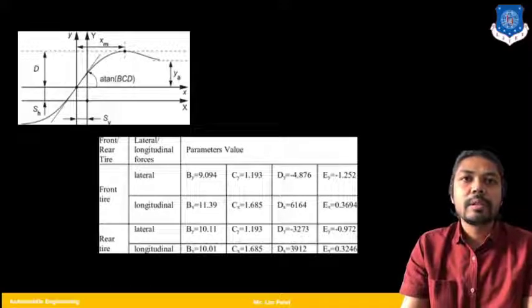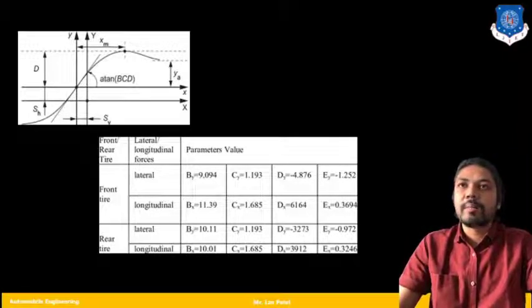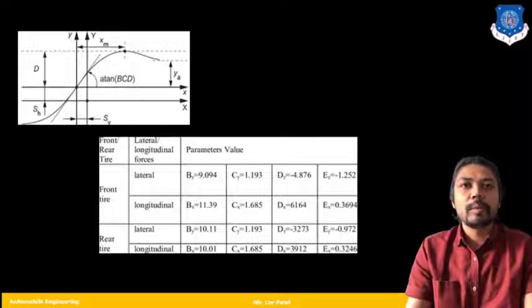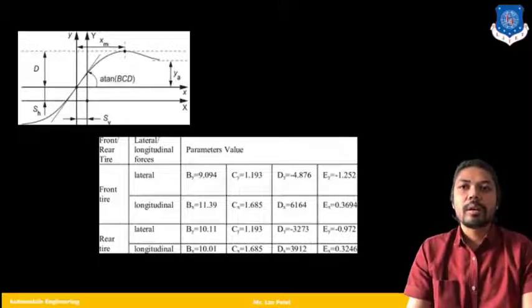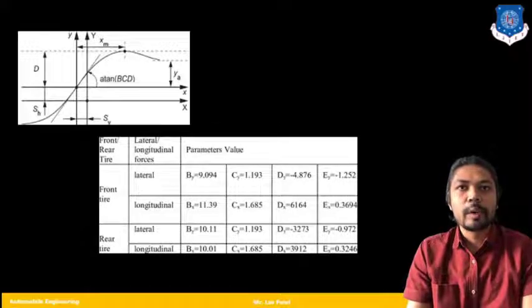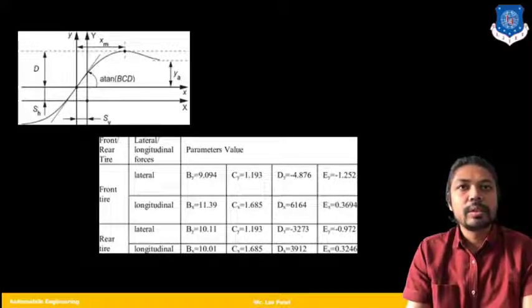And for those constants, if I'm talking about my front tire, for the lateral force the parameter B is 9.09, C is 1.19, D is 4.876, and E is minus 1.252. So for the lateral forces, I'm considering these parameter values that are constant values. For longitudinal, the values are going to change, like 11.39, 1.685, 6.164, 0.3694. Also, I'm talking about rear tires.